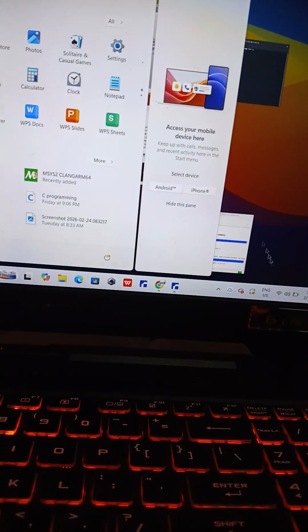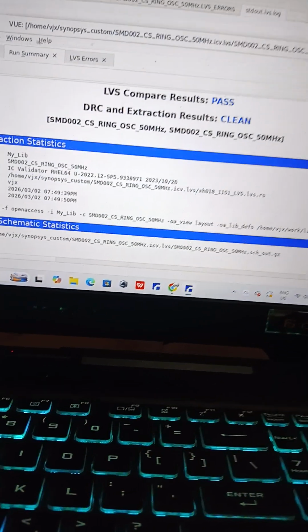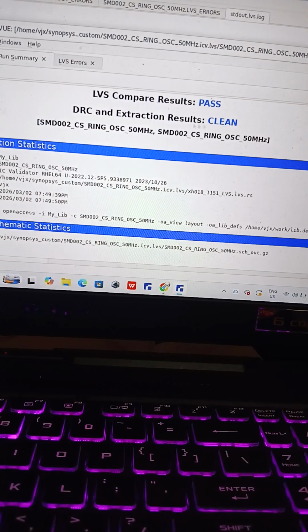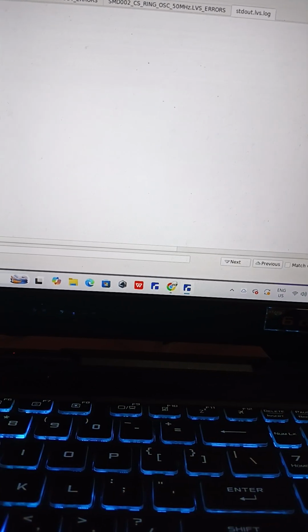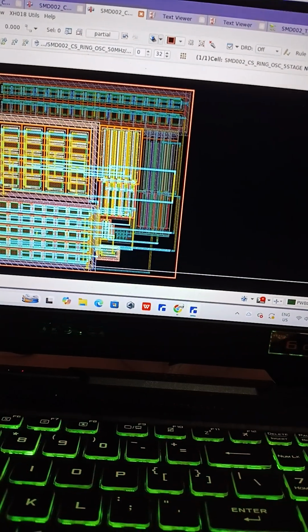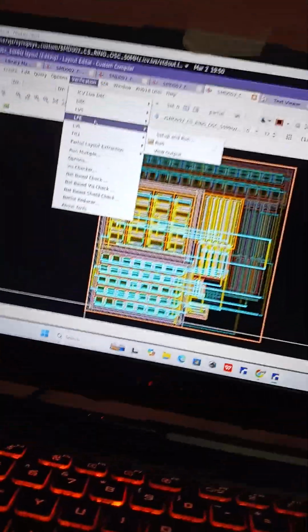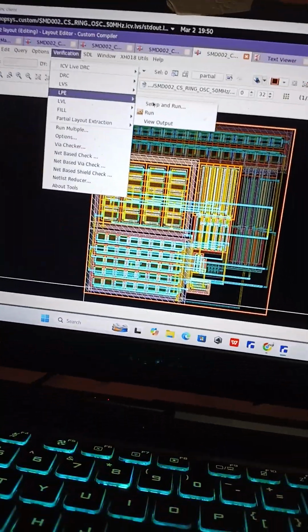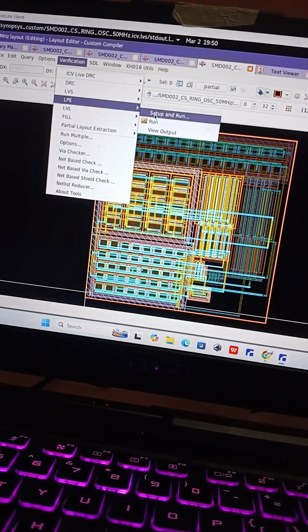So that's quite good news. Yeah, everything is good. LVS compare passes, DRC and extraction results are clean. We are good to go. But the next verification is the LPE, or the parasitic, right? So yeah, I'm going to do this next.